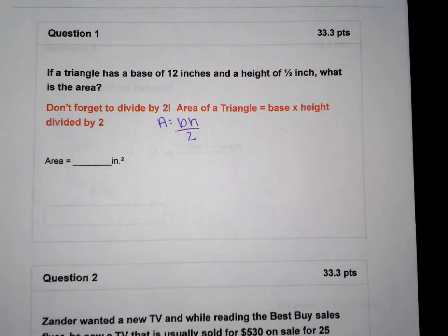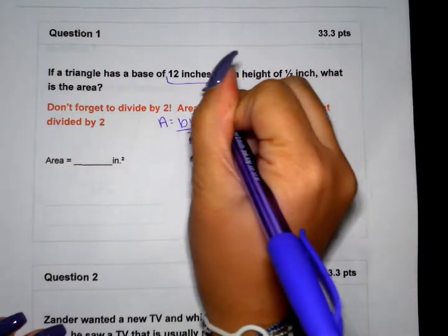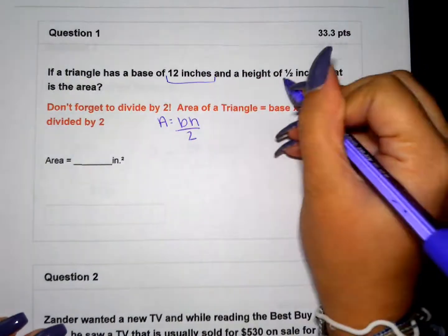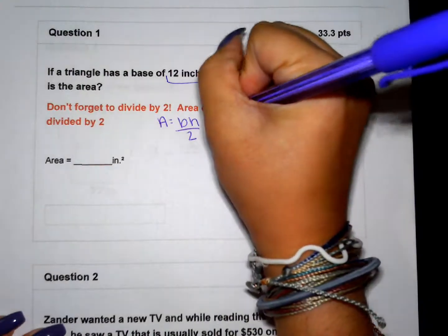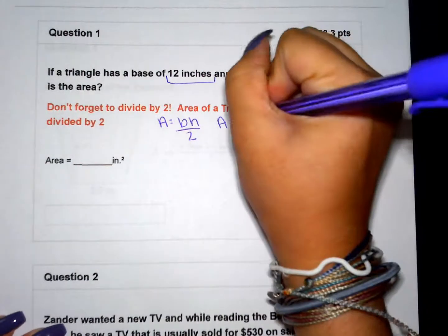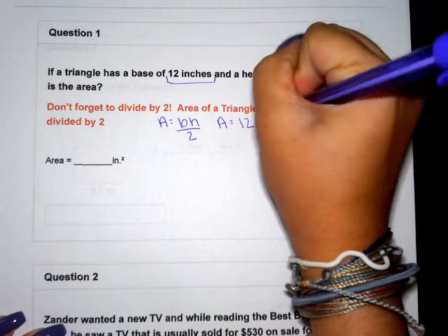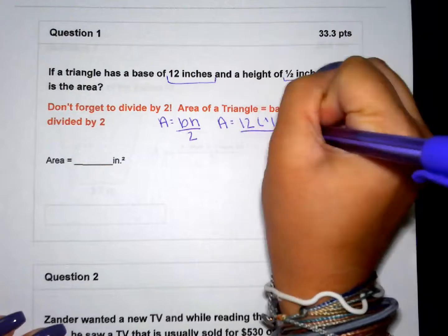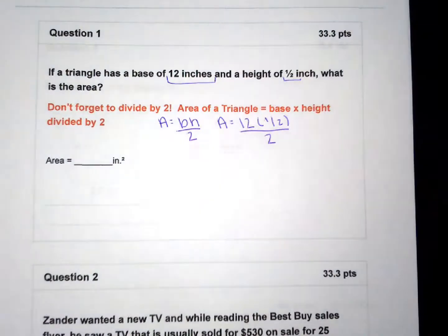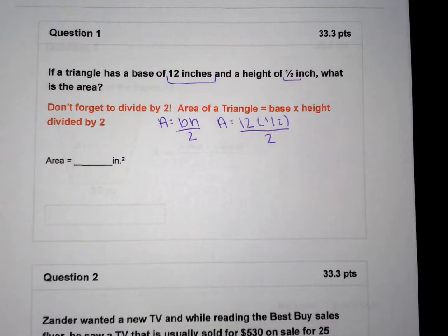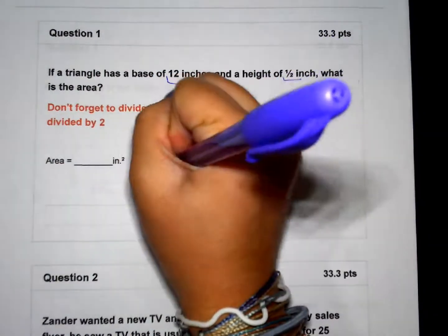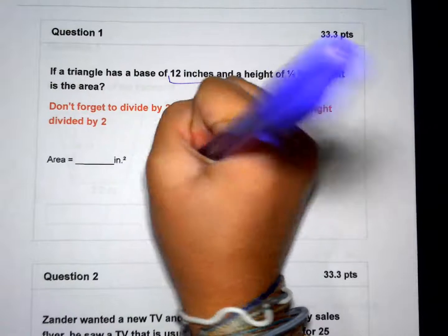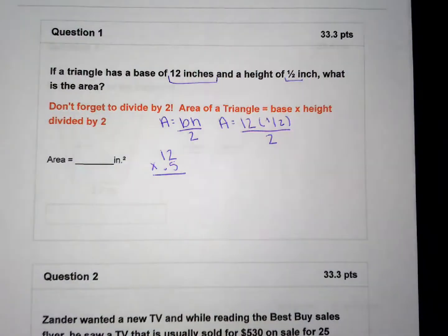So we can go ahead and say, okay, we know the base is 12 inches and the height is 1/2 inch. So we're going to fill our formula in, and it's going to be A equals 12 times 1/2 divided by 2. Now, 1/2 is one of those benchmark fractions. So if you don't want to multiply a fraction, 1/2 is equal to 0.5. They're equivalent. So I'm going to multiply it out this way.